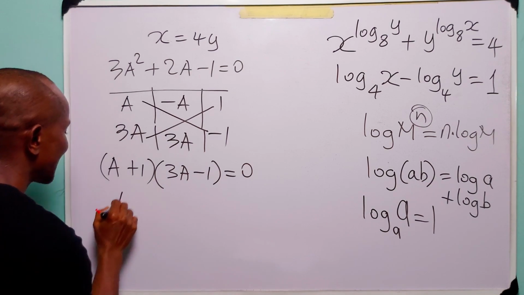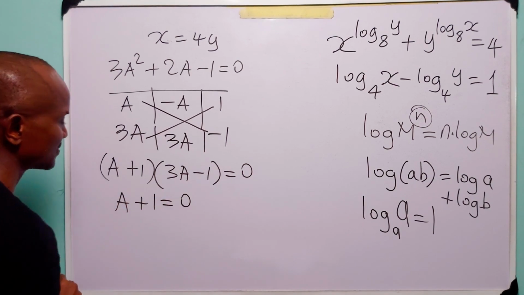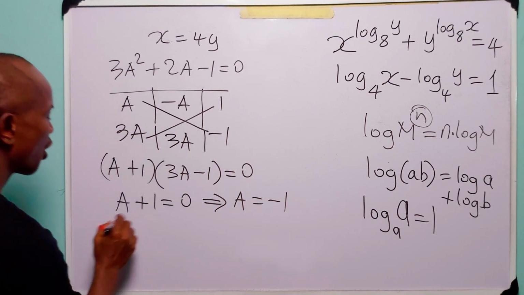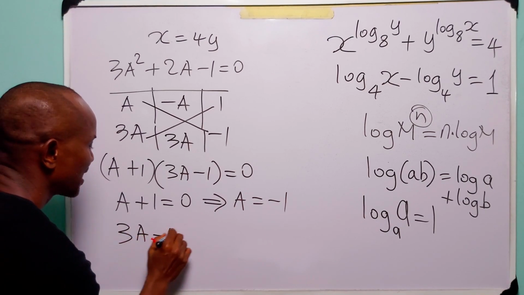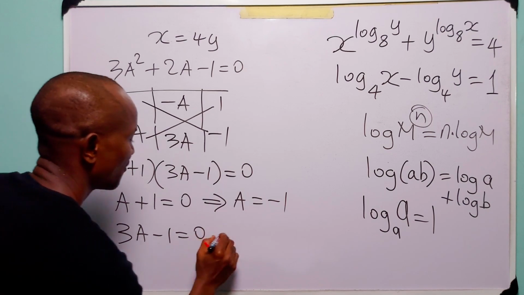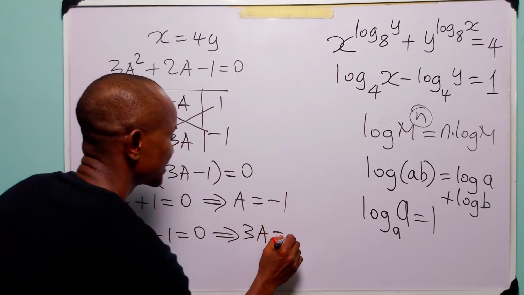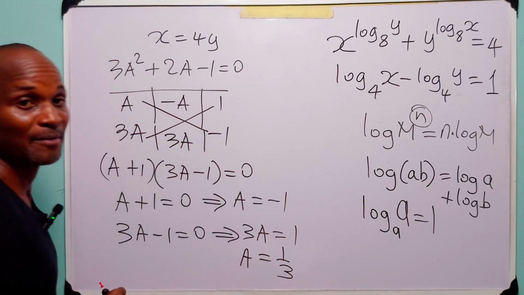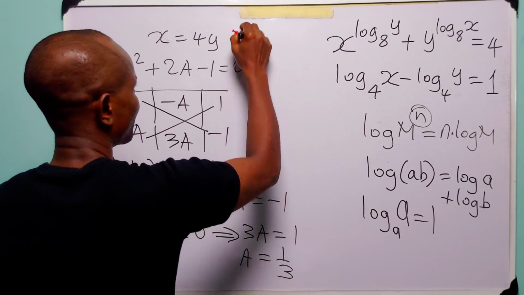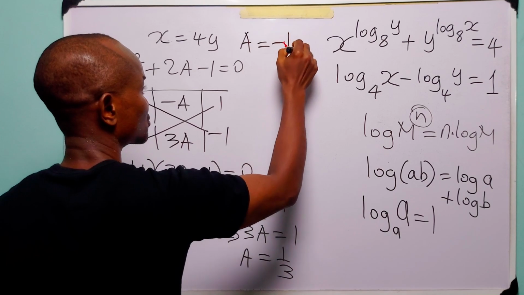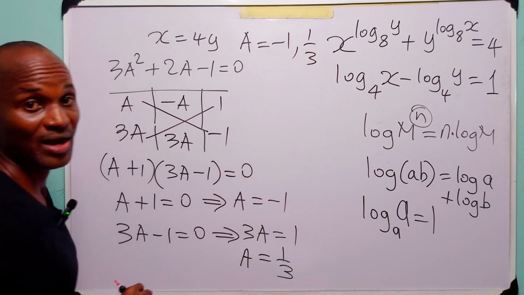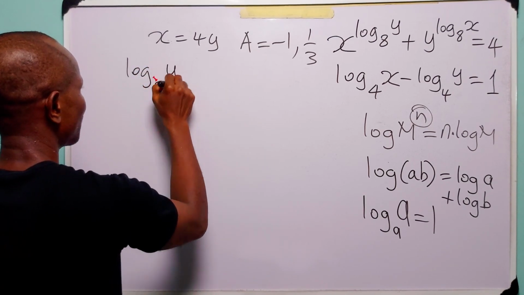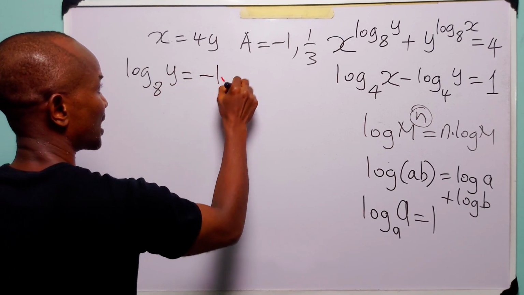Of course, from here we have that either a plus 1 is equal to 0, and hence a is equal to minus 1, or 3a minus 1 is equal to 0, from where 3a is equal to 1 and a is equal to 1 over 3. So we have that a is equal to minus 1 or 1 over 3. And of course, from here we have that log to base 8 of y is equal to minus 1 or 1 over 3.